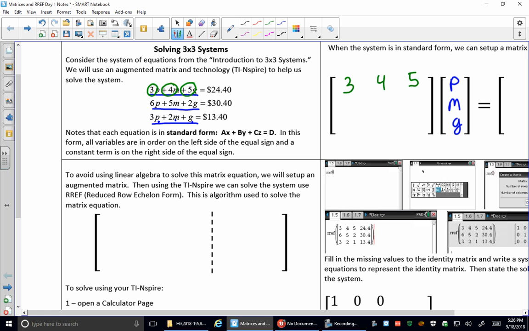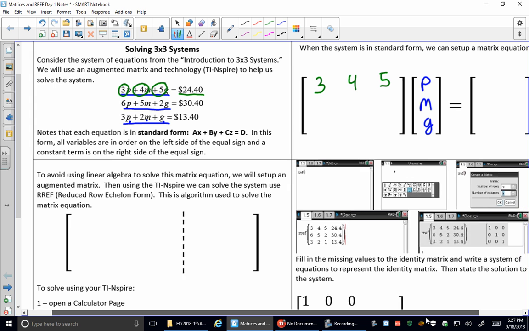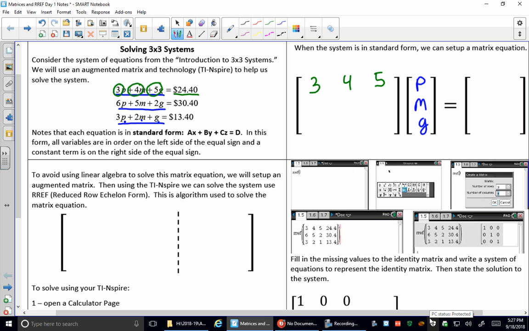And then, how do we use this value? That's my matrix on the far right of the equal sign. So 2440 goes in that box, or matrix, to be mathematically correct. And so we can do the same thing here. So we take the coefficient of P, which is 6, the coefficient of M, which is positive 5, and the coefficient of G, which is positive 2.